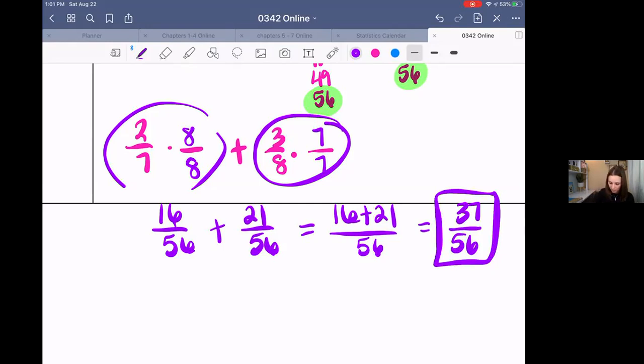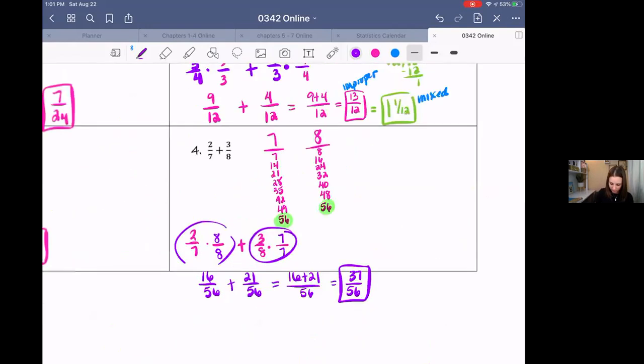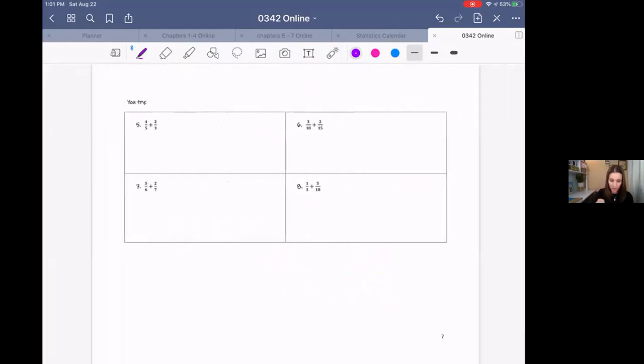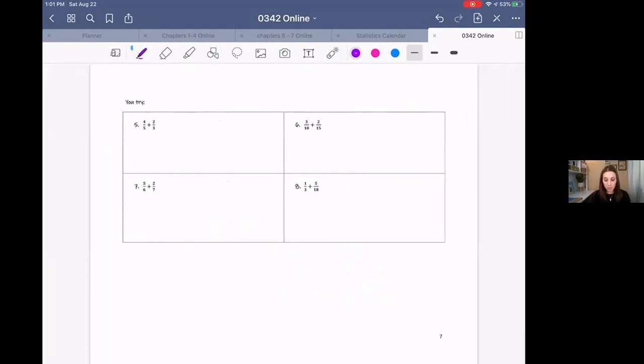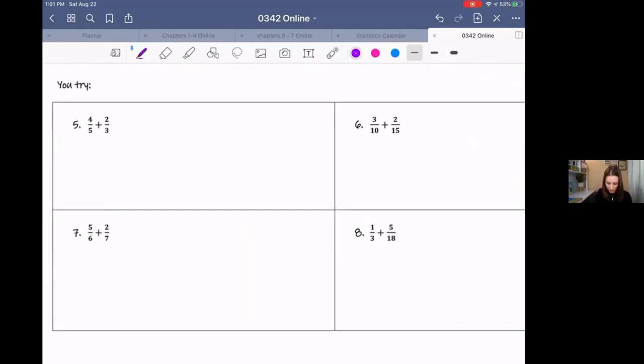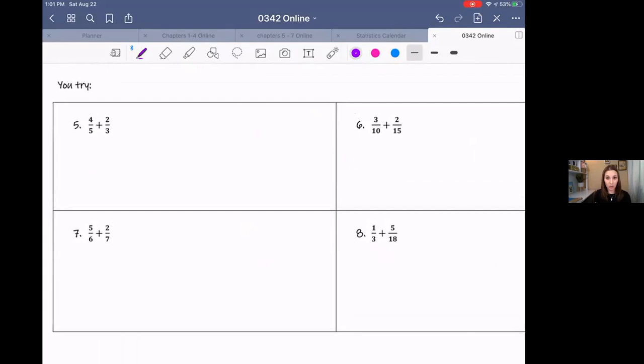Okay. The next page has some examples where you can try them. So I would recommend pausing this video, working these out on your own, and then checking your answers. So pause the video, work it all out, and come back or press play.